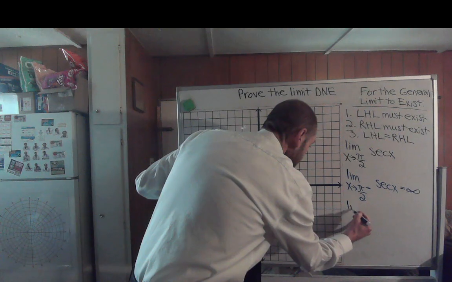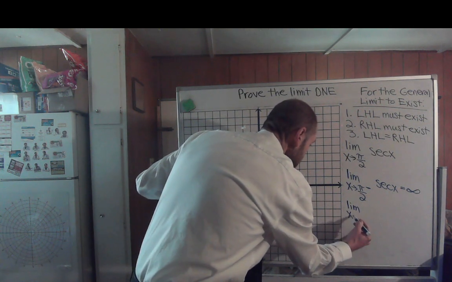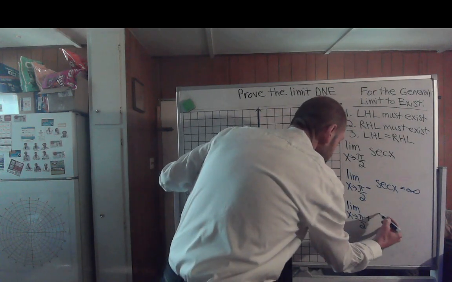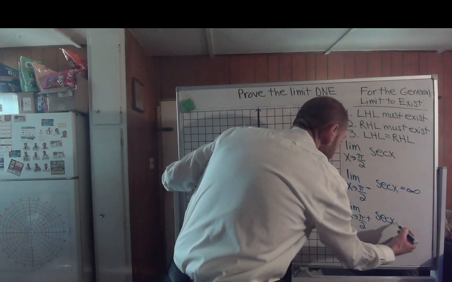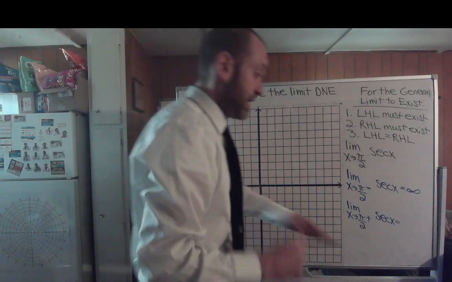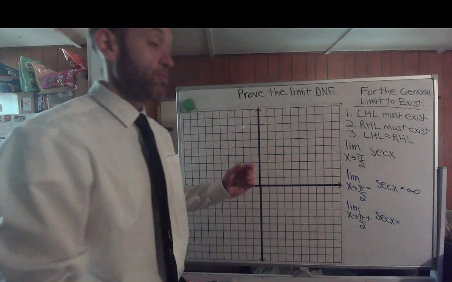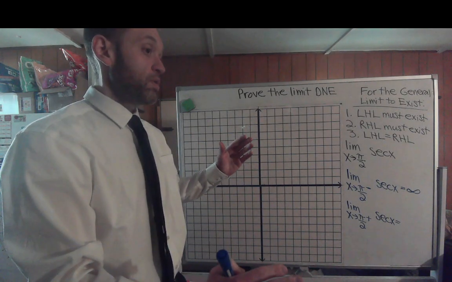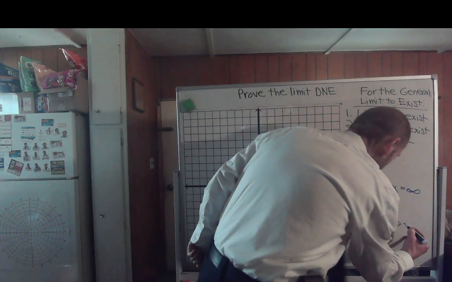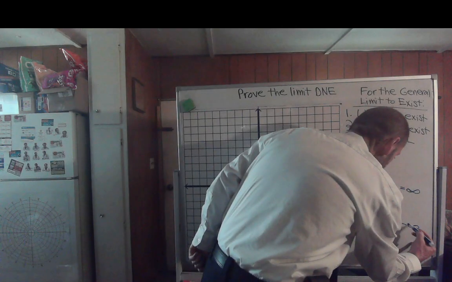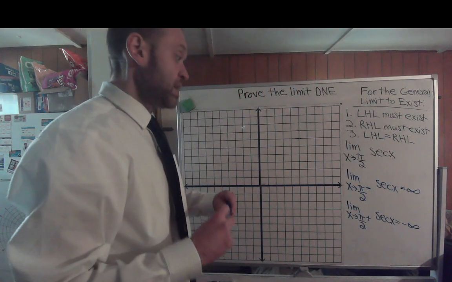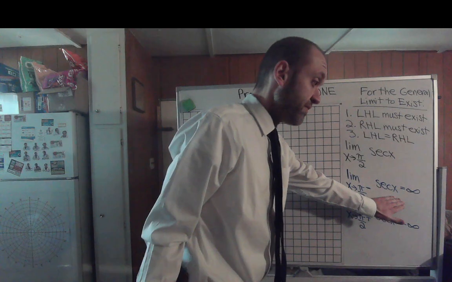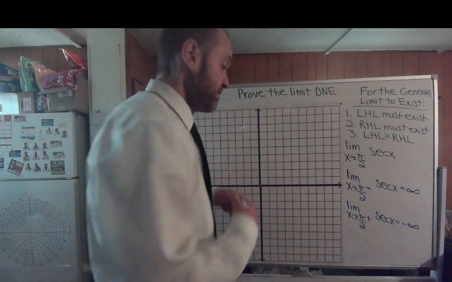Now, let's say I take the right-handed limit as x approaches pi over 2 from the right of the secant of x. Greater than pi over 2, since it's from the right, would mean you're approaching pi over 2 from the second quadrant. Well, that's going to go towards negative infinity, because if you're in the second quadrant, your secant's negative. So the left-handed limit is positive infinity, the right-handed limit's negative infinity.